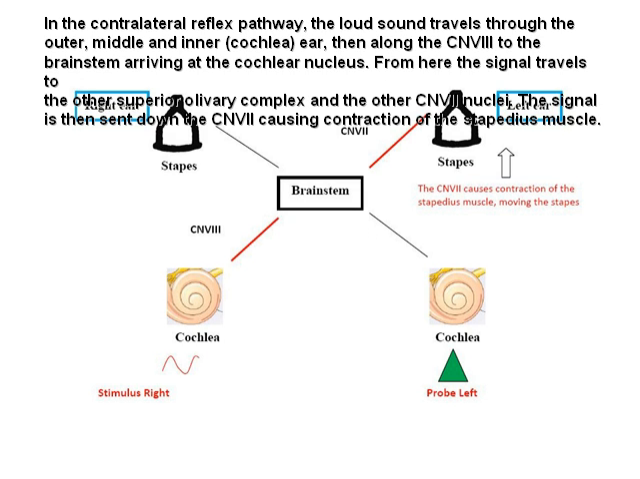This is a diagrammatic representation. In the contralateral reflex pathway, the sound travels through the outer, middle, and inner ear, then along the seventh nerve to the brainstem, arriving at the cochlear nucleus. From here, the signal travels to the superior olivary complex, seventh nerve nucleus, and is then sent down through both seventh nerves on either side, causing a contraction of the ipsilateral and contralateral stapedial muscles.